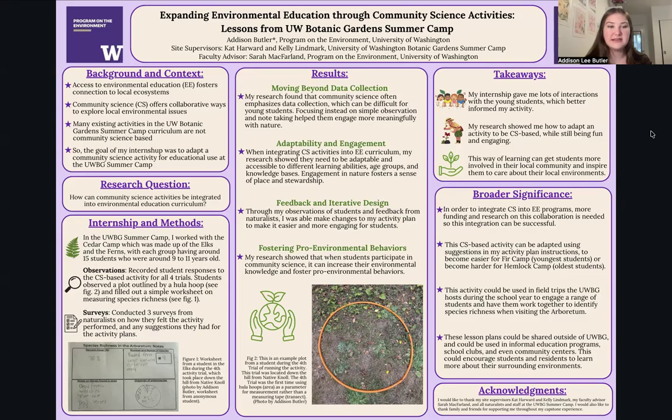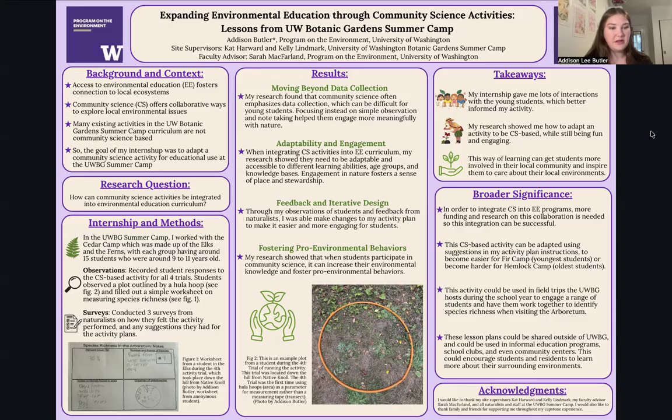So, some background and context is that access to environmental education, all referred to as EE, fosters a connection to local ecosystems, as it's an informal way of education that allows kids to really interact with nature. And community science, all referred to as CS, offers different collaborative ways to explore and solve local environmental issues. Many of the existing activities in the UW Botanic Garden Summer Camp, all referred to as UWG Summer Camp, in the curriculum are not community science based. So the goal of my internship was to adapt a community science activity for educational use at the UWG summer camp. This led me to my research question: How can community science activities be integrated into environmental education curriculum?